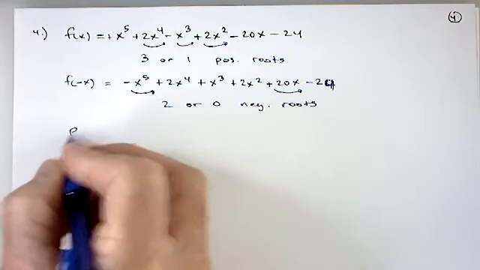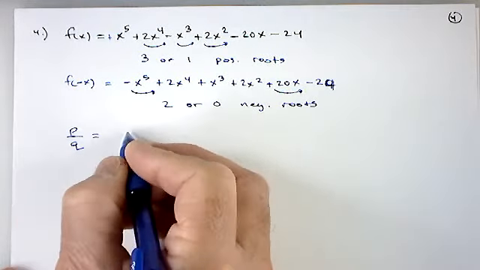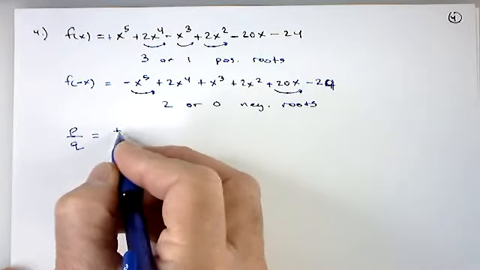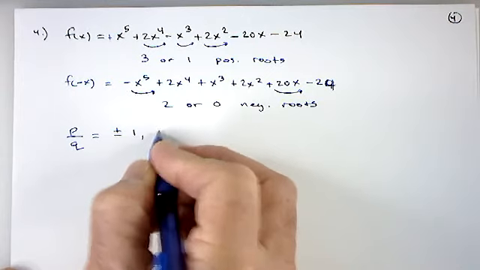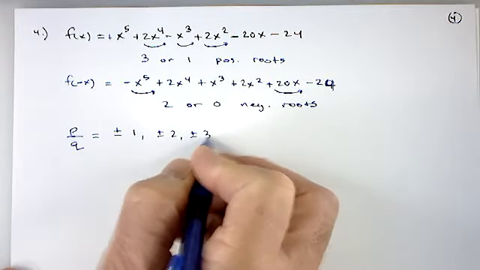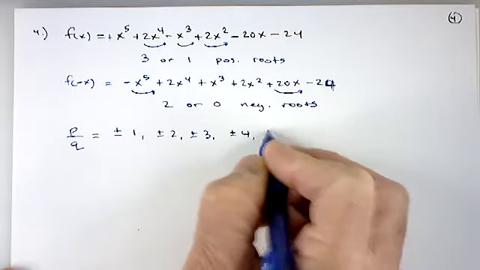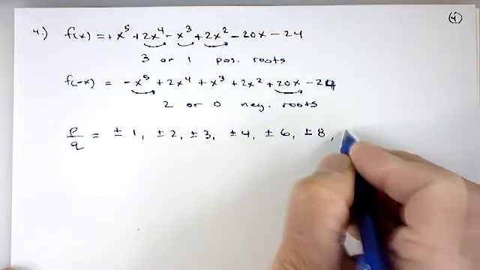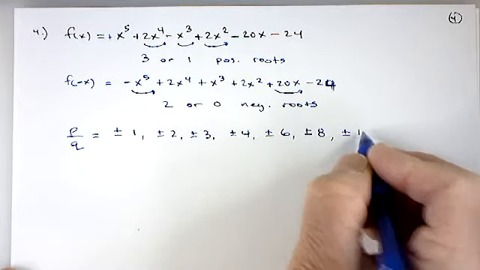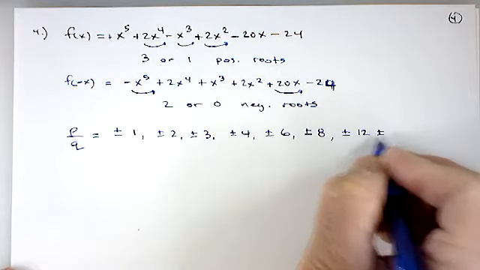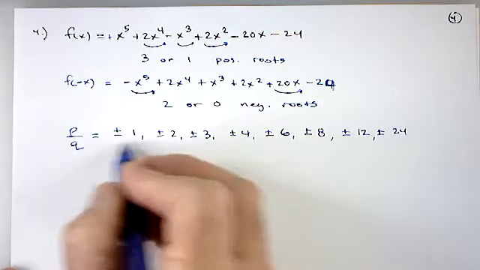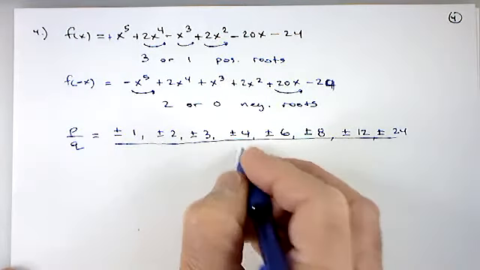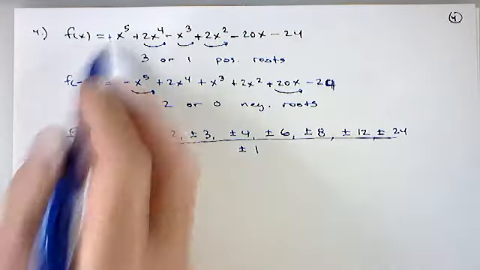Okay, we do our P over Q. There's a lot of them because I have to think about all of the factors of negative 24: plus or minus 1, plus or minus 2, plus or minus 3, plus or minus 4, plus or minus 6, plus or minus 8, plus or minus 12, plus or minus 24. Fortunately, all of those are only divided by the factors of 1, plus or minus 1, my leading coefficient.